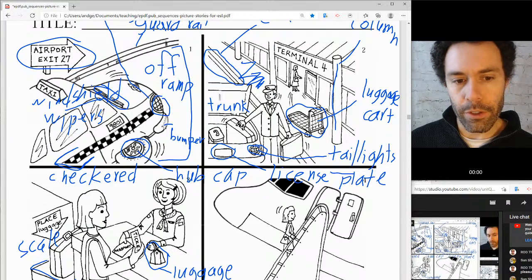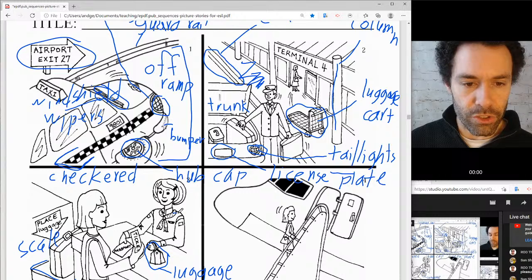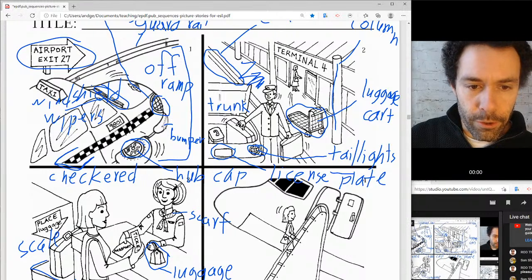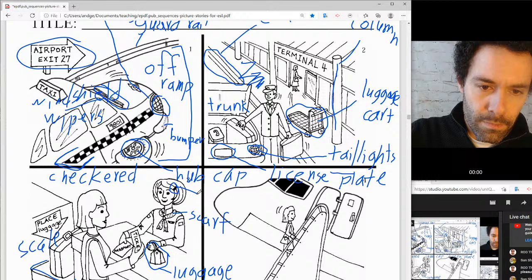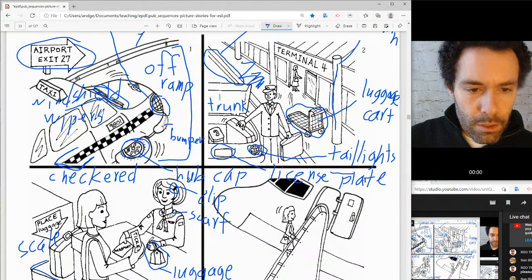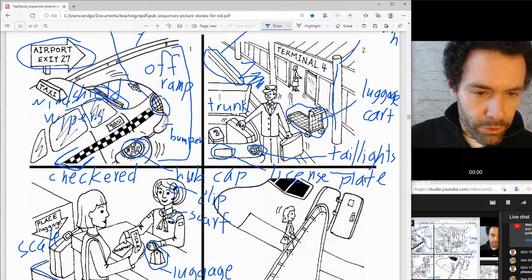And we see the clerk who works behind the desk. She's wearing a thing around her neck. That would be, she has a little scarf. You can see in her hair, she has a hair clip. Say clip or hair clip. Scarf, hair clip.